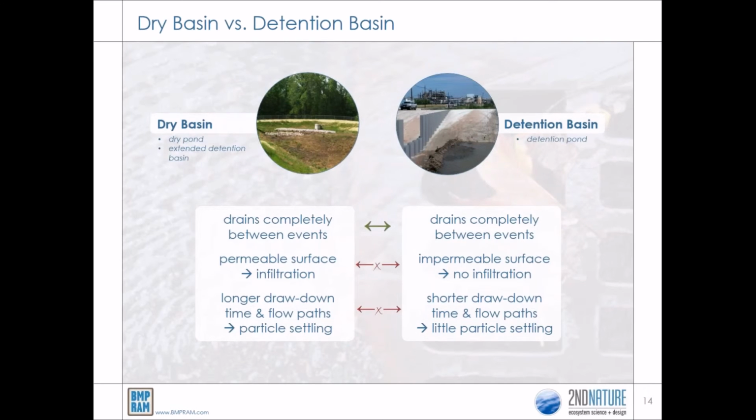First are dry basins and detention basins. Both of these BMPs are basins and are expected to drain completely between storm events. A detention basin is not designed to infiltrate stormwater volumes and likely has shorter flow paths and drawdown times than dry basins. A dry basin is designed with a permeable surface to promote infiltration and has longer drawdown times and flow paths to promote particle settling.